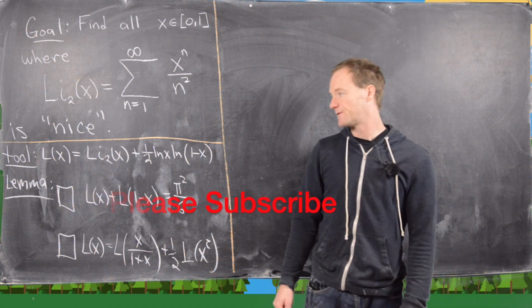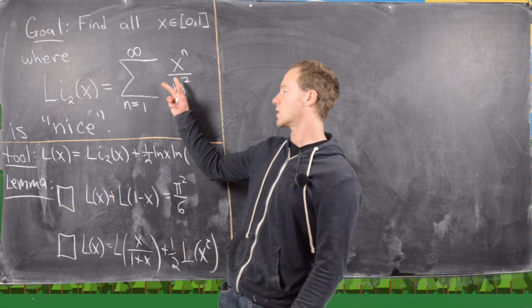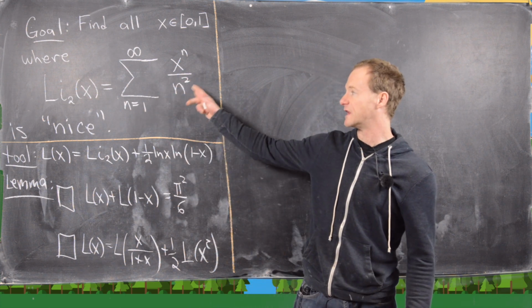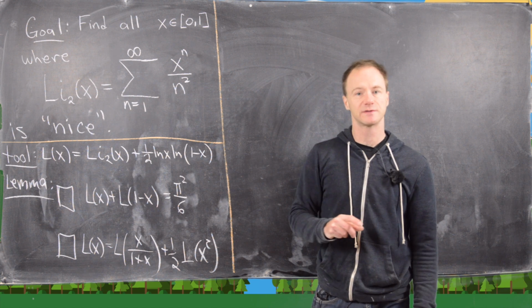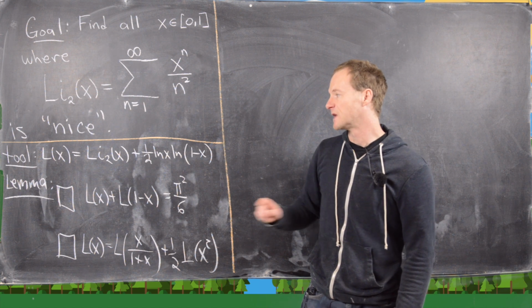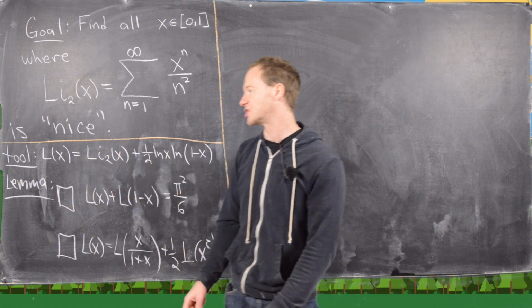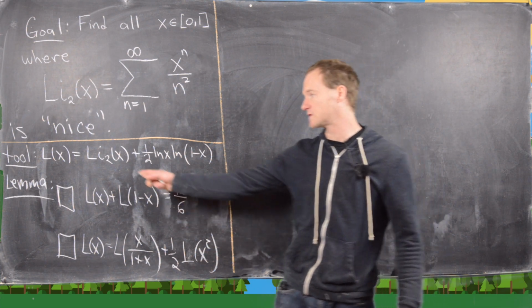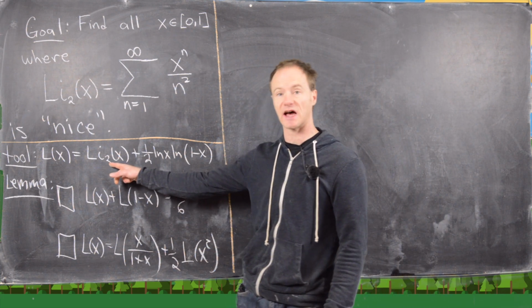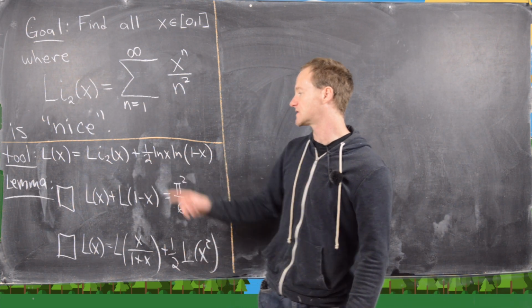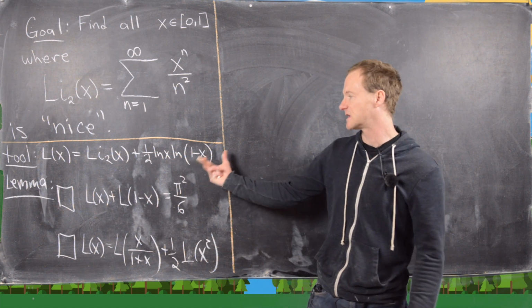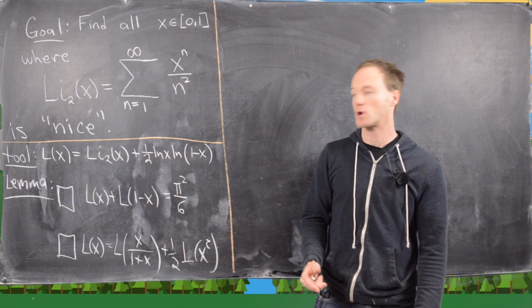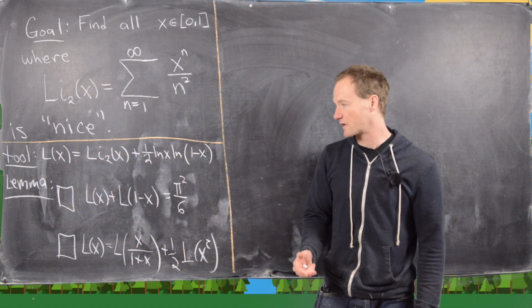And so we're going to use the following tools. What I don't have written on the board is an integral formula for this dilogarithm, in other words, for this sum. So we're going to derive that first. And then also we're going to set this function L of x equal to this Li2 of x, this dilogarithm function, plus 1/2 natural log of x times natural log of 1 minus x. That's going to be an important function to work with. It'll simplify some of the calculations.